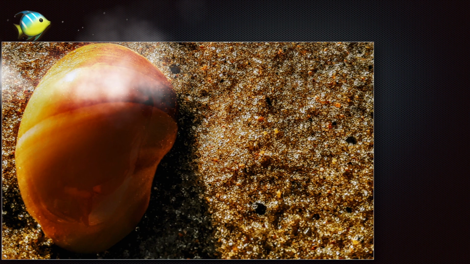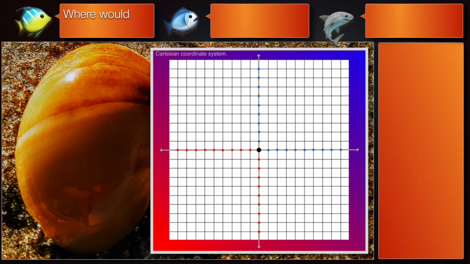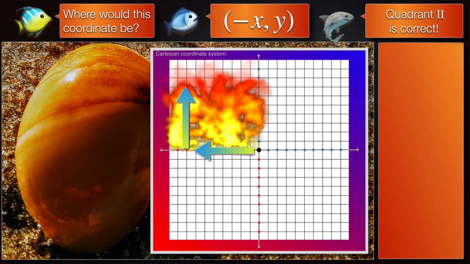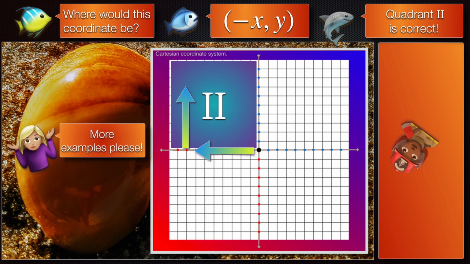Let's take a look at this one. This time it's negative X, positive Y, so left and up. And that looks like quadrant 2. She looks baffled, but I'm guessing you're getting it. Our firefighter is here to help.